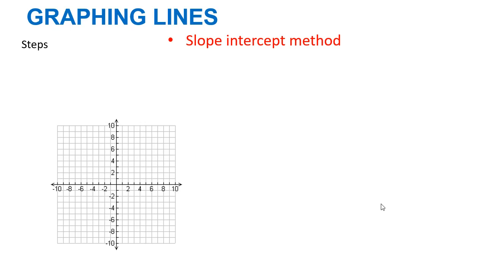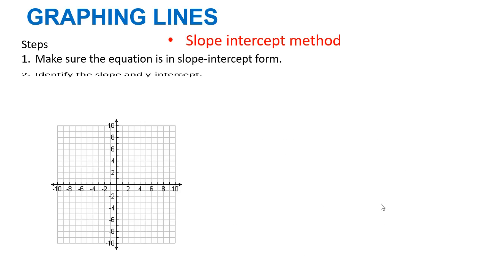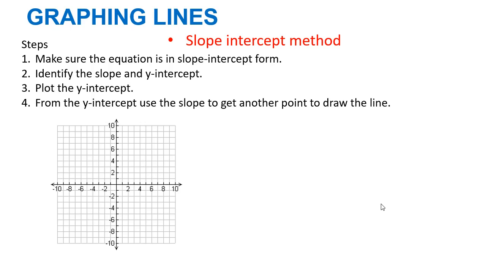And basically the steps are to make sure that the equation is written into slope-intercept form, meaning the y is by itself, and then finding the slope and then finding the y-intercept. And then all you've got to do is plot the y-intercept and then use the slope to find some more points and then connect the points and you've got your line.